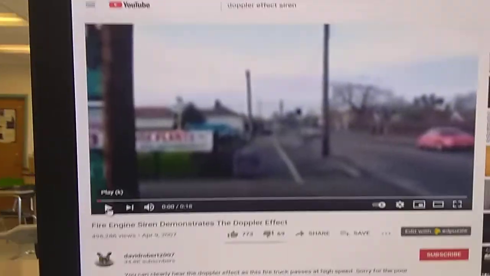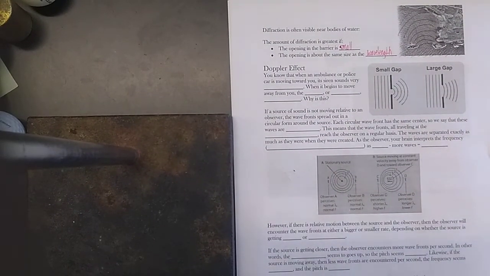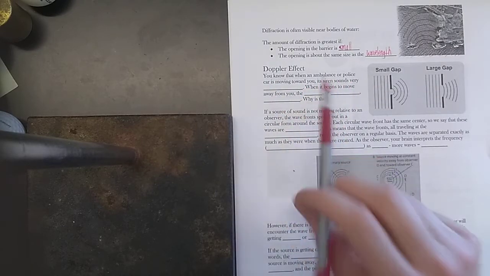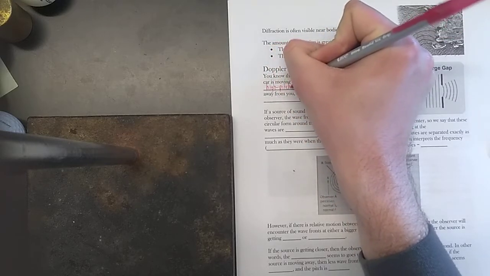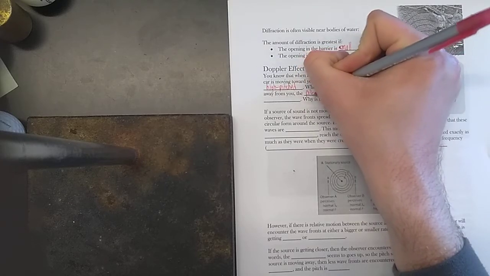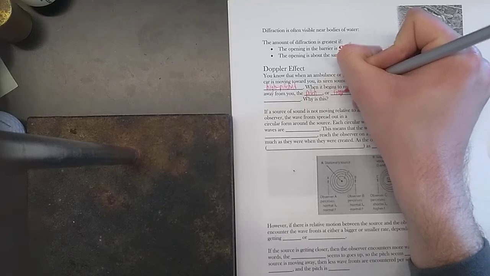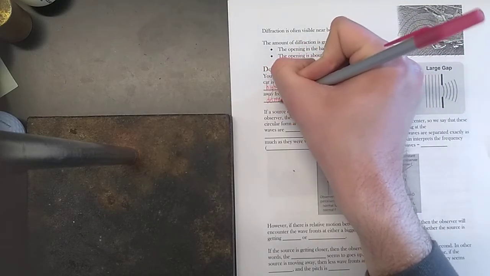What we're seeing there is that as the fire truck makes its way past your position, the pitch changes. When an ambulance or police car or fire truck is moving towards you, its siren sounds really high-pitched. However, once it's going away from you, the pitch, or the frequency, the note or the tone, changes. In this case, it decreases once it moves past you. And we want to know why this is.